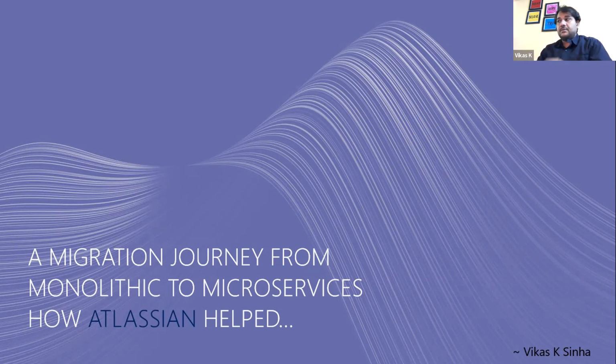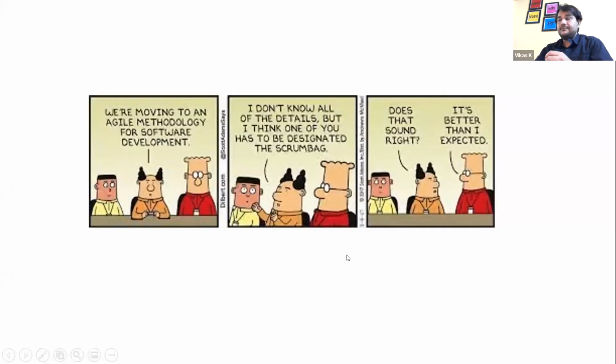The agile came into the picture, the scrum came into the picture. There are a lot of overlapping terms we use. Some of them I have tried to cover in my presentation. So just starting with this strip from Dilbert, it says we are moving to an agile methodology for software development. And this guy says, I don't know all about the details, but I think one of us has to be designated as Scrum Bag.